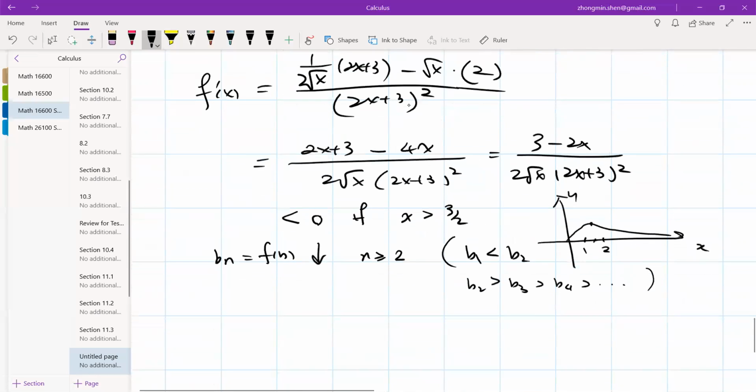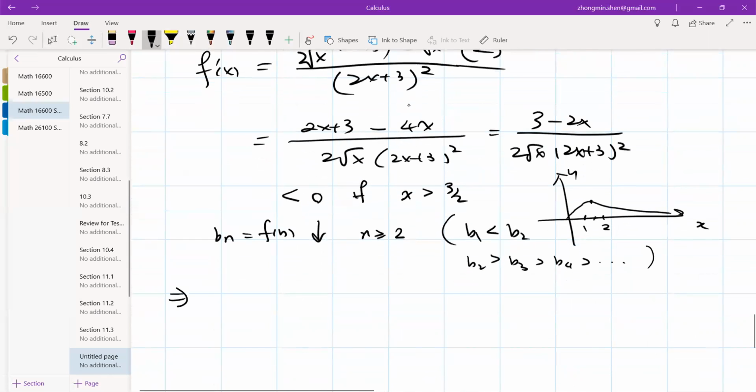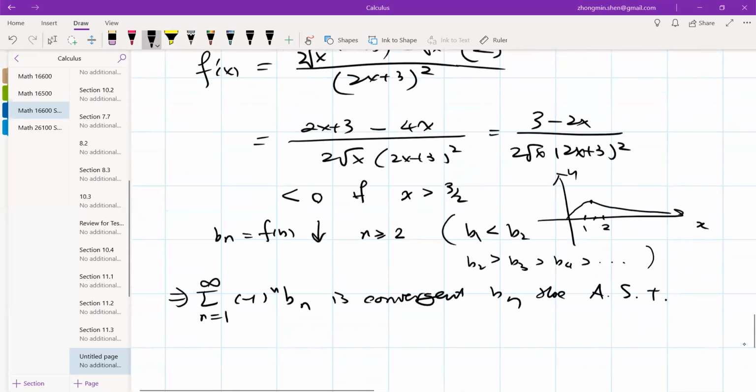Then you conclude that this series is convergent by the alternating series test because you verify all the required conditions. This problem is different from other problems. It's not obvious that this sequence Bn is decreasing. You have to prove that.